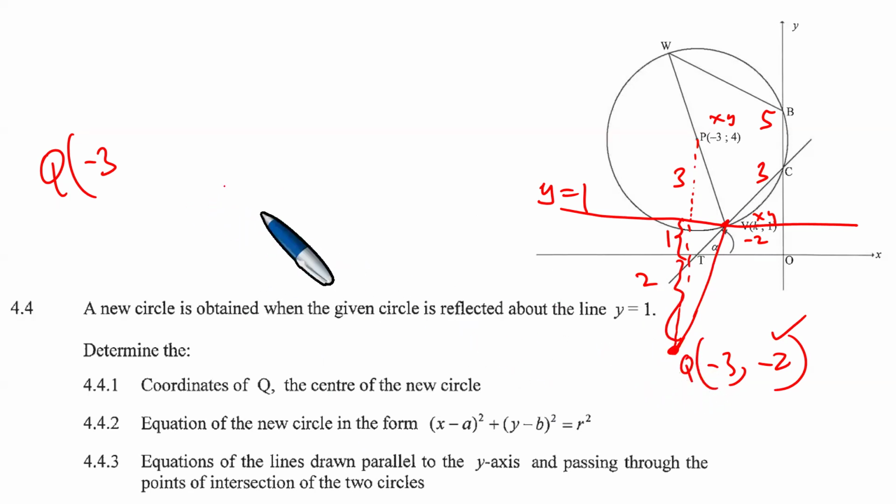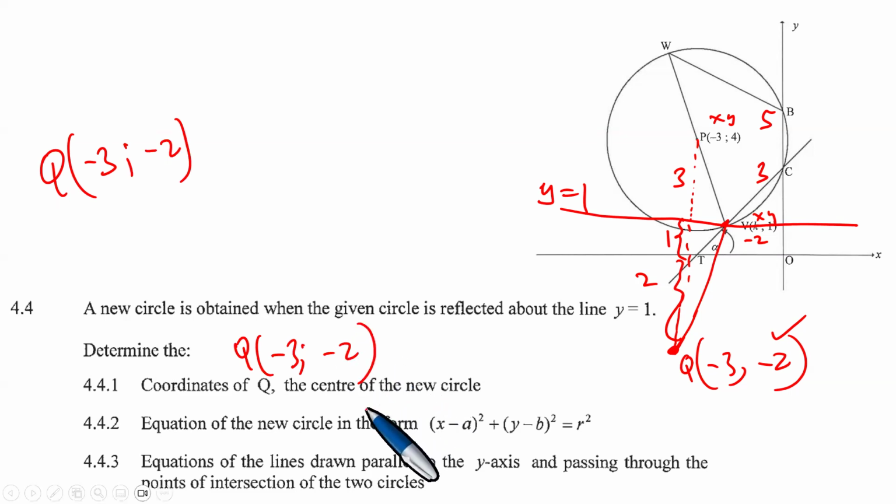The x is minus 3 and the y is minus 2. I hope that you guys are following there, which is minus 3, minus 2. This recording is going to be there. You'll try to make sense of it.